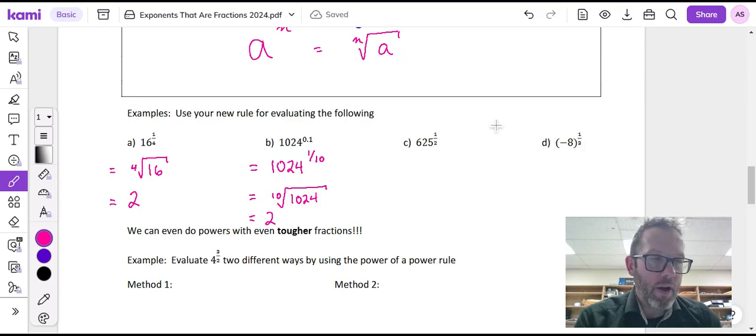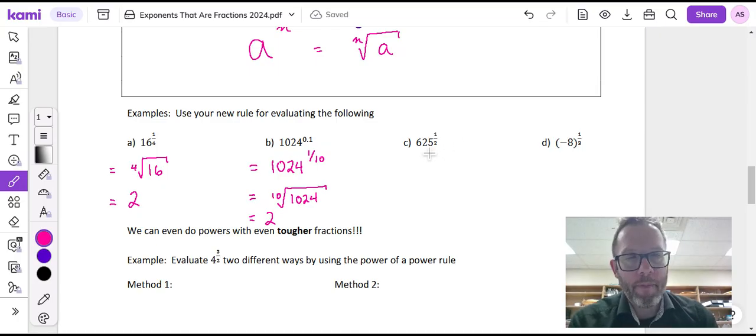Maybe you want to pause the video and try C and D. You can unpause when you're ready. I'm just going to go ahead right now. So 625 to the power of 1 over 2. I know that means I need to do the square root.